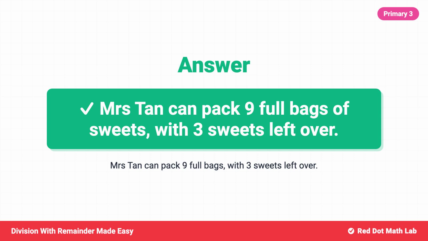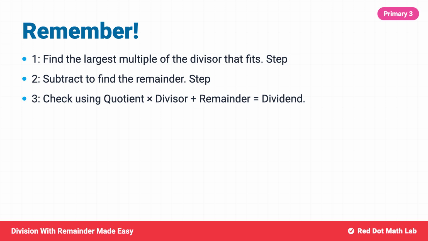Wonderful work. Before we end, let's recap the 3 steps for division with remainder. Step 1. Find the largest multiple of the divisor that fits into the dividend. Step 2. Subtract to find the remainder. Step 3. Always check your answer using quotient times divisor plus remainder equals dividend. Remember, the remainder must always be smaller than the divisor. If it's bigger, you can still fit one more group inside.